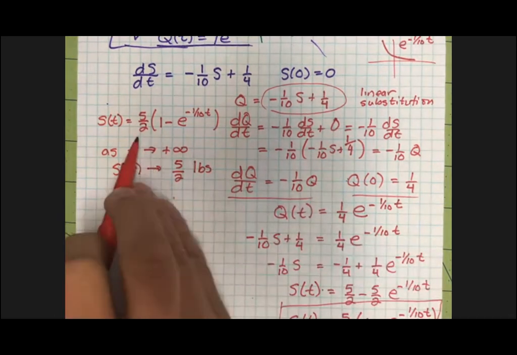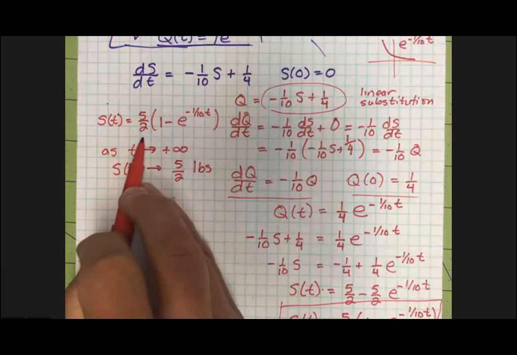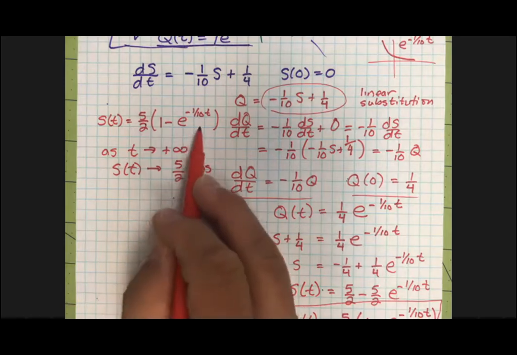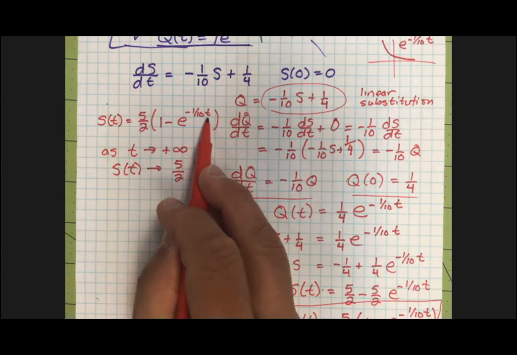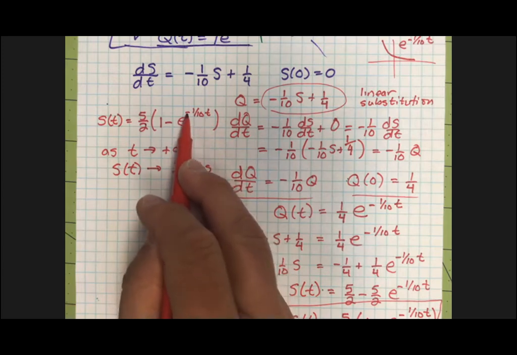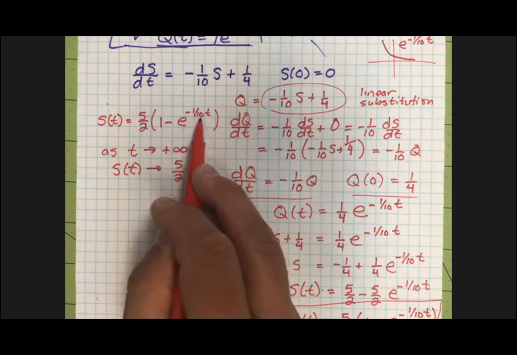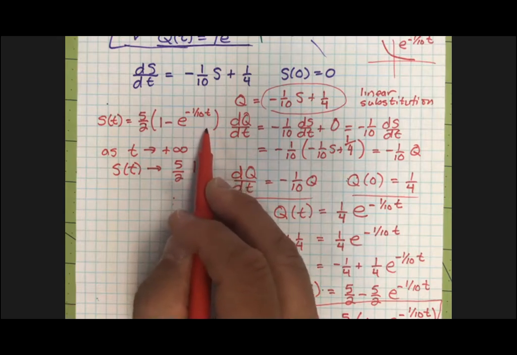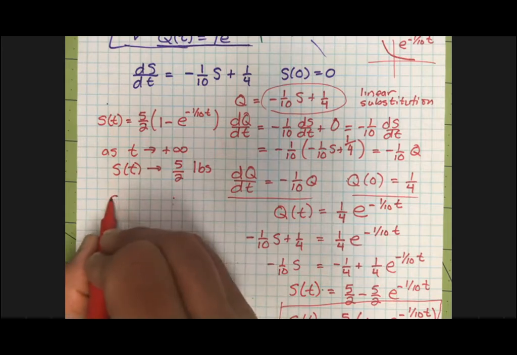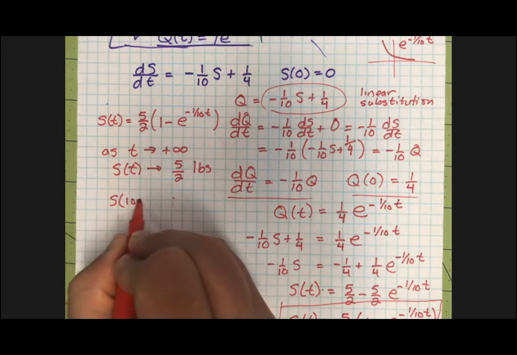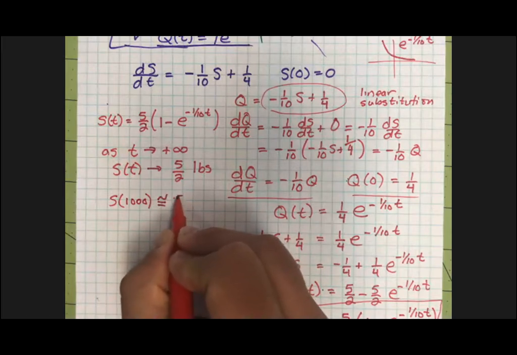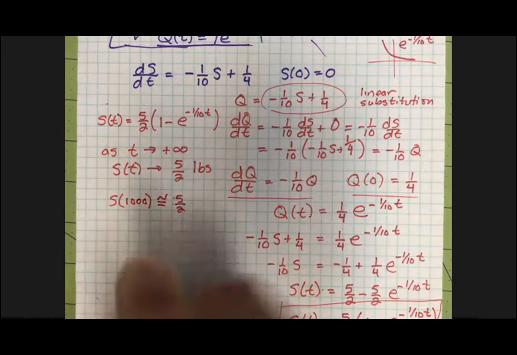What happens after a very, very long time? Well, the salt in the tank will stabilize at 2.5 pounds. Now, let's think about how beautiful that is first. But by the way, let's put 1,000 in there. Putting 1,000 in for t, we'd have e to the minus 1/10 times 1,000, e to the minus 100. Again, that is so close to zero that I can't tell the difference. It'll still be approximately 5/2. If you want to pop that into your calculating machine, you go right ahead, but I certainly believe that this is approximately equal to 5/2 pounds.